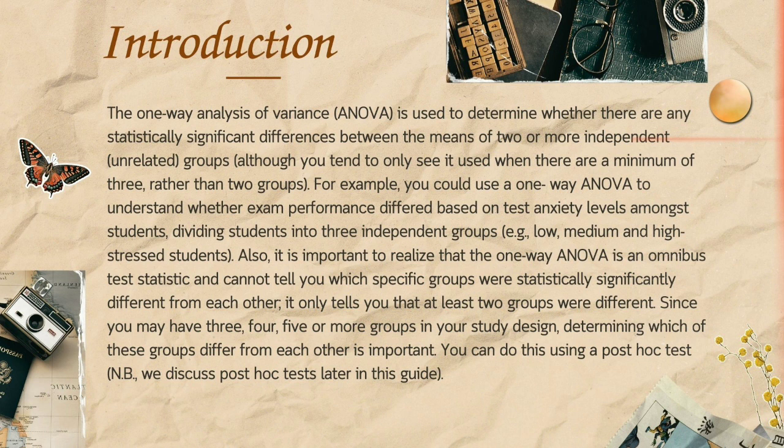And also, it is important to realize that the one-way ANOVA is an omnibus test statistic and cannot tell you which specific groups were statistically significantly different from each other. It only tells you that at least 2 groups were different, since you may have 3, 4, 5, or more groups in your study design. Determining which of these groups differ from each other is important. You can do this using a post hoc test.